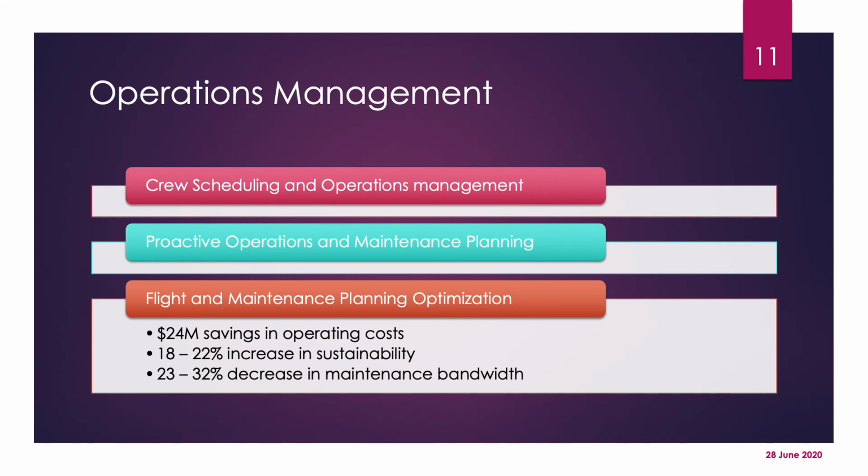The flight and maintenance planning optimization model proposed calculated an increase in scheduled sustainability between 18 to 22% and a reduction in maintenance bandwidth by 23 to 32%, depending on various assumptions. All other factors being equal, the simple ability to communicate requirements and optimize aircraft usage to a best fit results in a no-cost increase in operational ability.